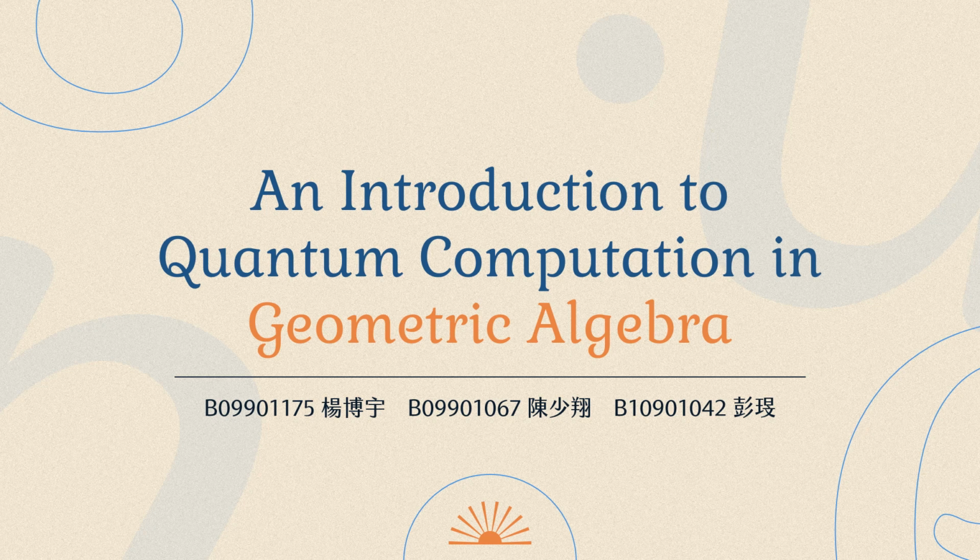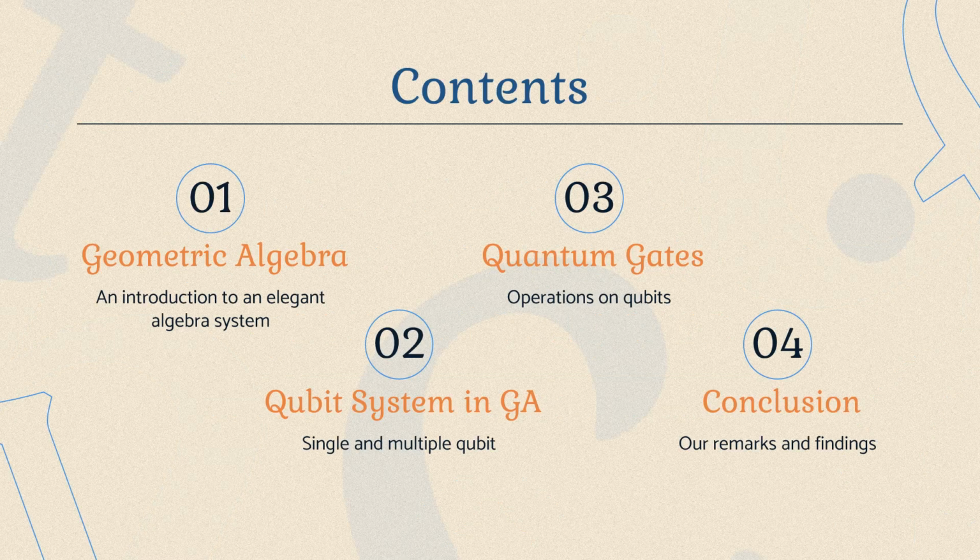Here we'll give an introduction to quantum computation in geometric algebra. The contents are as follows. First, we'll introduce you to the concept of geometric algebra and some basic operations of it. Then we'll show you how to describe qubit systems in geometric algebra. Thirdly, we shall show how quantum gates are described. Lastly, we will show you the conclusions.